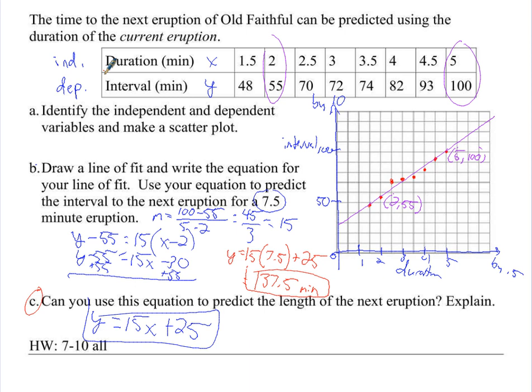Will it predict how good the eruption is going to be? Like sometimes you see it go off and it's kind of lame. Sometimes you see it go off and it's huge, like bigger than you've ever seen before. Can we predict that from this equation? No. All we can predict is how long until the next one.